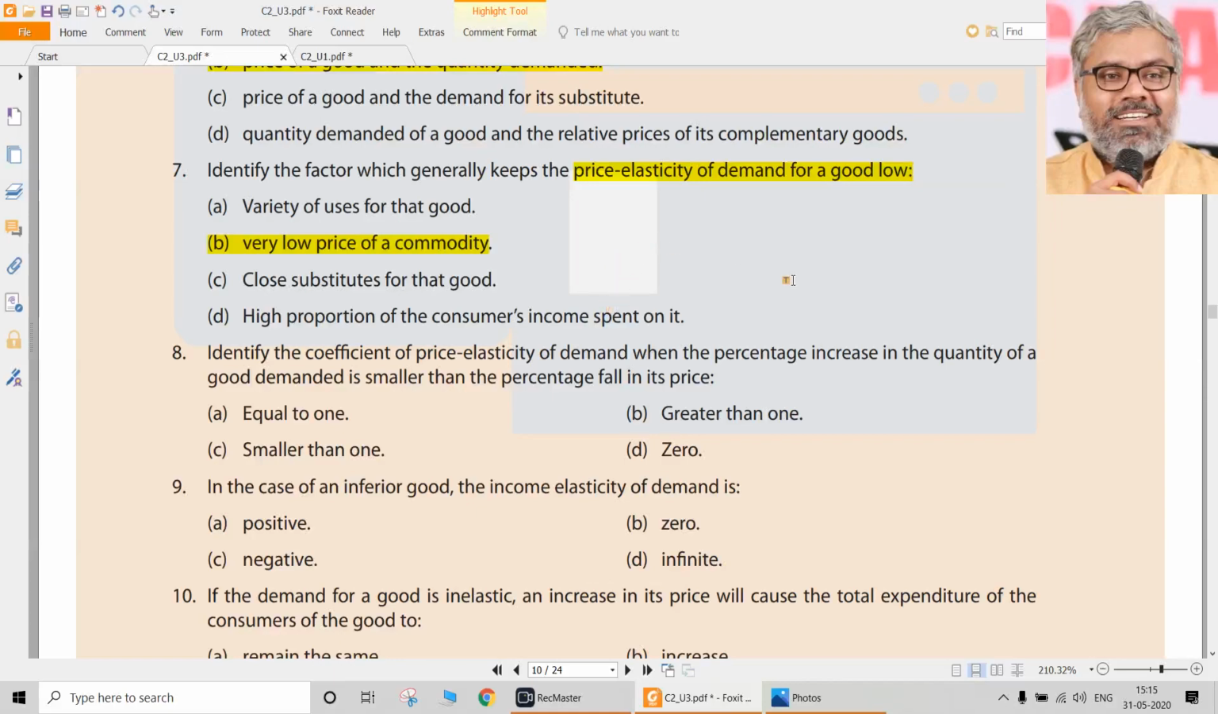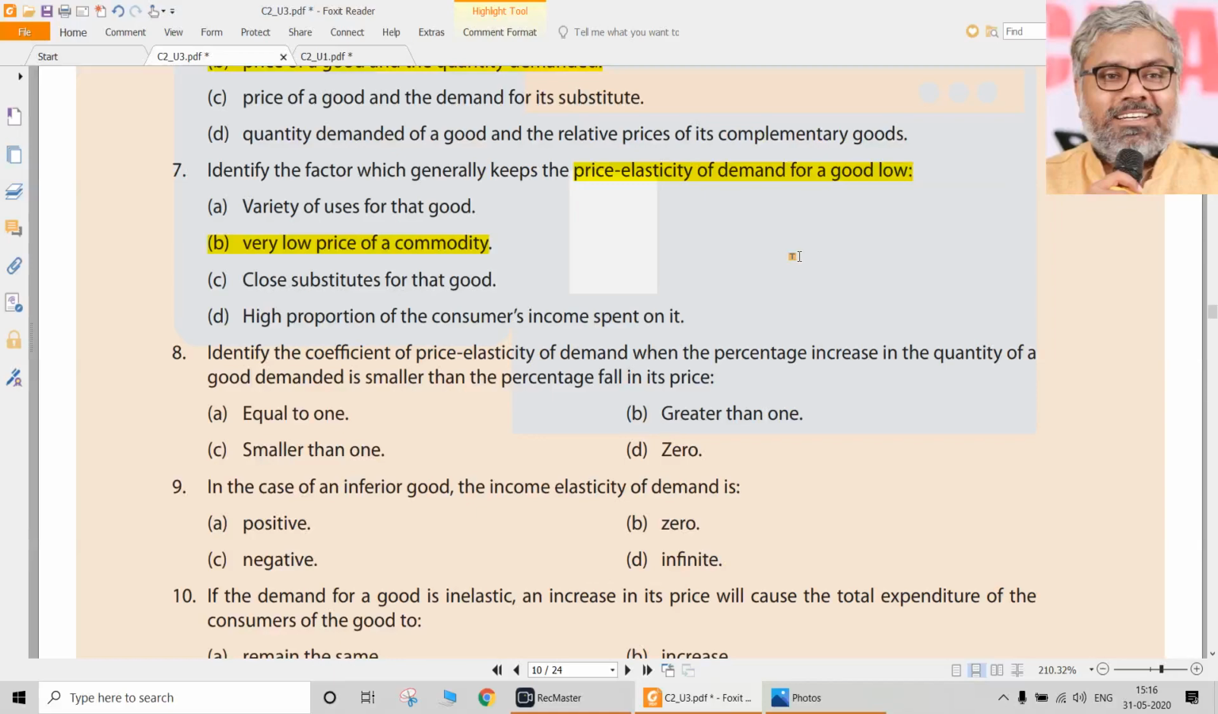Option D, high proportion of the consumer's income spent on it. If the consumers are spending a larger amount of money on that product, then the price elasticity will be high, not low, once again. If the proportion of the consumer's income spent on a product is very small, only then they don't care about the price of the product, right? If that is a very big chunk of their disposable income being spent on one commodity, then definitely such a commodity will have high price elasticity.